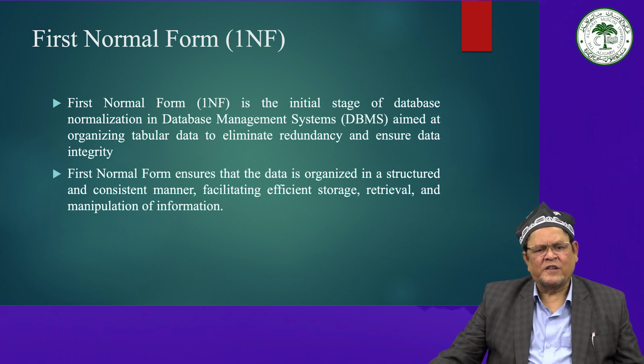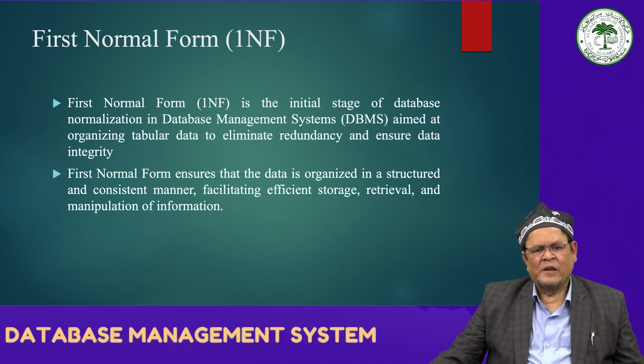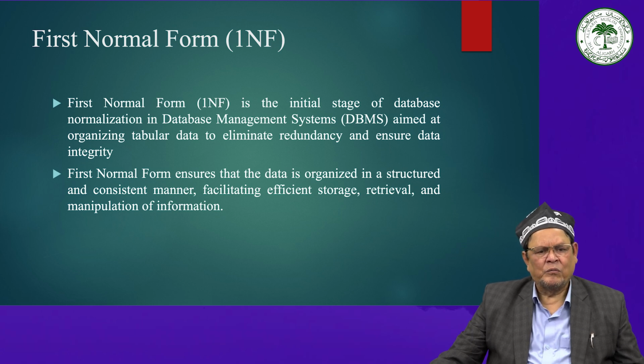By adhering to these criteria, first normal form ensures that the data is organized in a structured and consistent manner, facilitating efficient storage, retrieval, and manipulation of information. Achieving first normal form is typically the first step in the normalization process, laying the foundation for higher normal forms such as second normal form and third normal form.